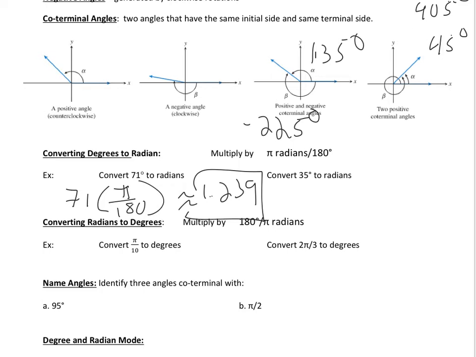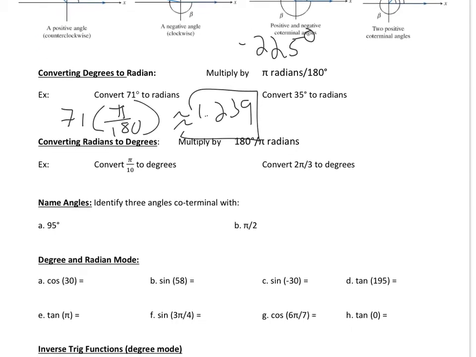Converting pi over 10 into degrees, well, you have to multiply by the reciprocal, so 180 over pi. So pi over 10 times 180 over pi. Well, the pi's are going to wipe out, and you're going to have 180 divided by 10, which is just 18 degrees. And then 2 pi over 3, I'll go ahead and spot you this one. This should be easy for those of you who remember your unit circle. That's equivalent to 120 degrees.